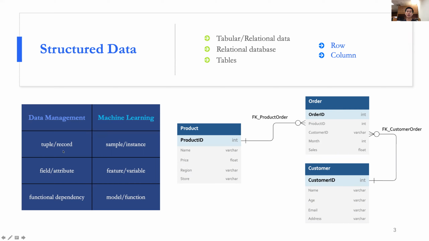So each row is a tuple or record that corresponds to a specific data sample. And each column, or field attribute, conforms to a domain of certain constraints and corresponds to a specific feature for the learning model. Structured data is typically stored in a series of tables or relations, and these tables are linked to each other via foreign key attributes.